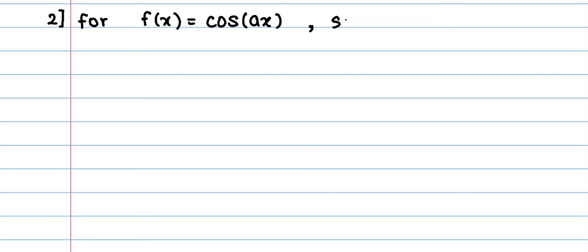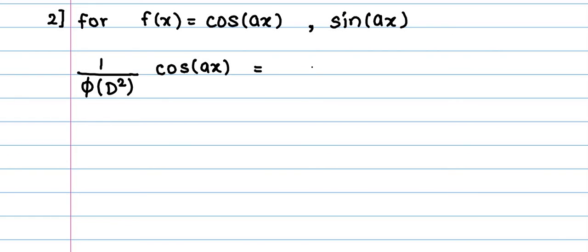Hello friends, let's discuss shortcut method formulas for the functions cos ax and sin ax, that is, for trigonometric functions as well as for hyperbolic functions. So to find the particular integral, the important condition is that your auxiliary equation must be in terms of D square.